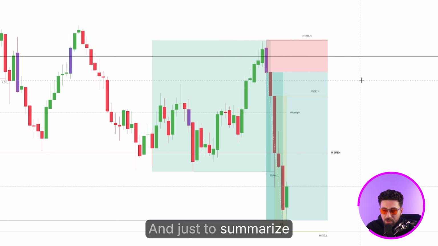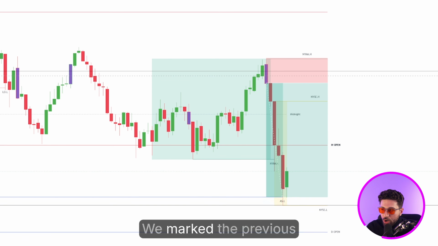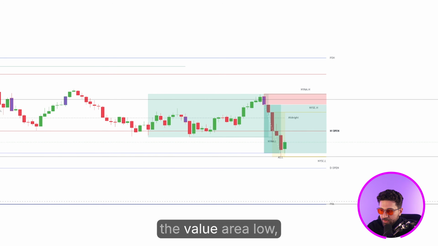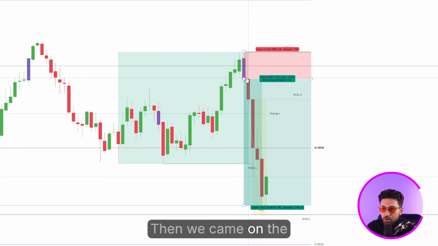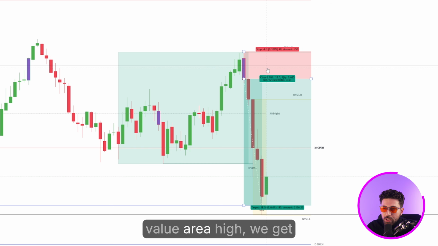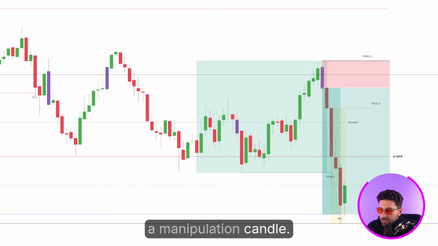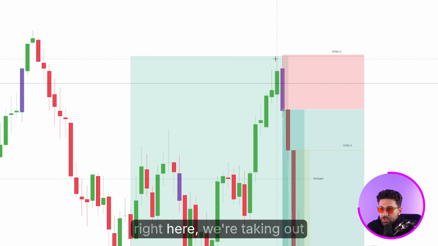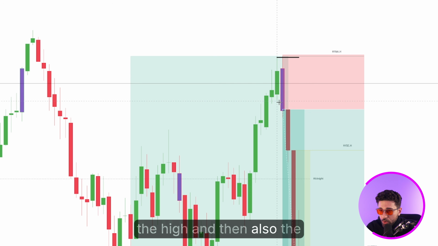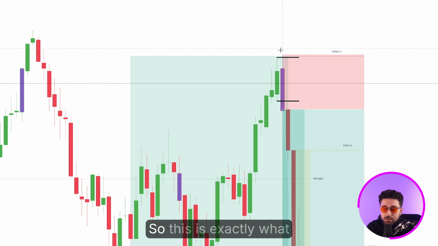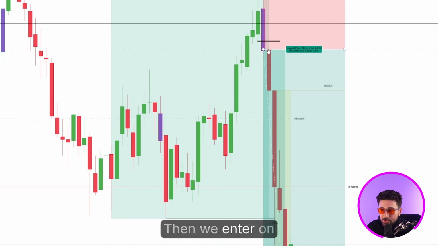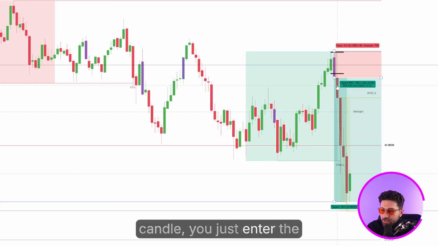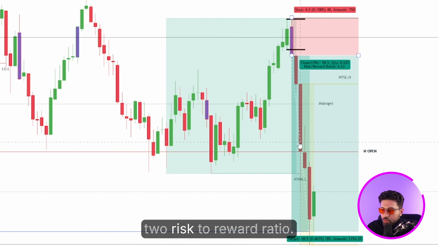And just to summarize everything, what did we do? We marked the previous day's volume pivots, the value area low, point of control, and the value area high. Then we came on the charts, and right at the value area high, we get a manipulation candle. And as you guys can see right here, we're taking out the high and then also the low of the previous candle. So this is exactly what you want with the manipulation candle. Then we enter on the closure of the manipulation candle. After the manipulation candle, you just enter the trade and aim for a 1 to 2 risk reward ratio.